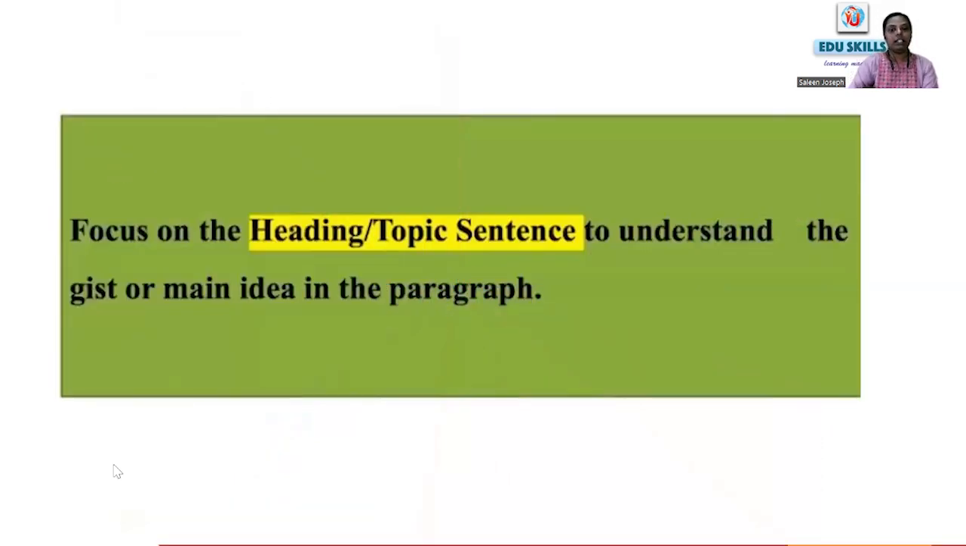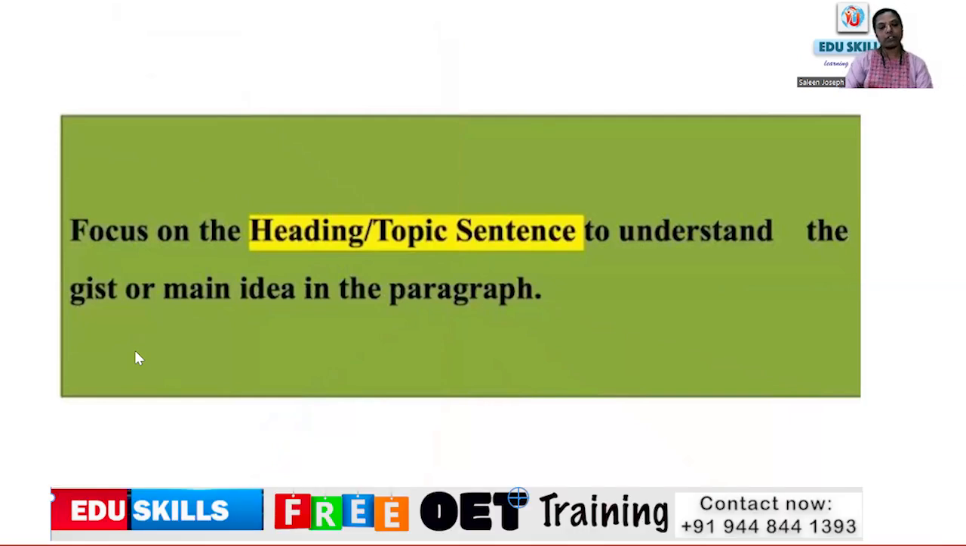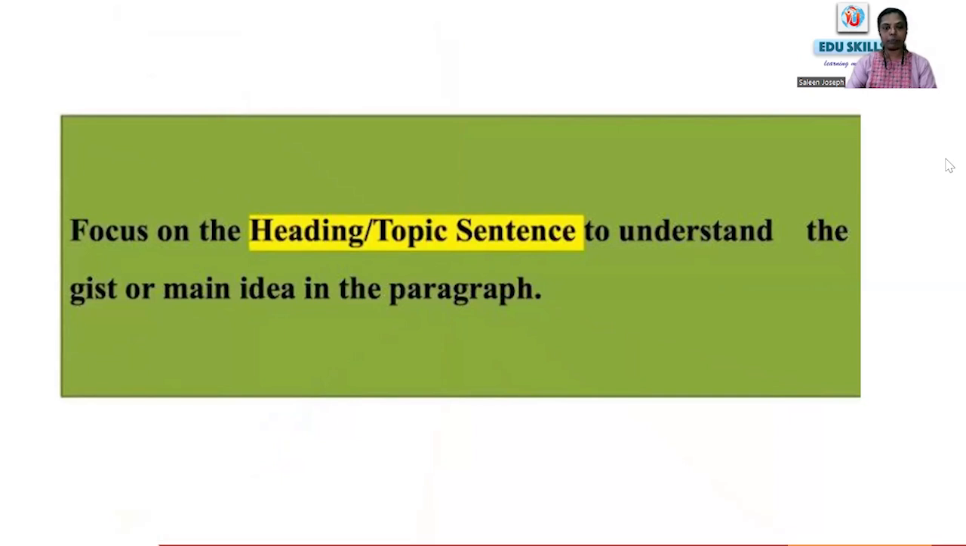Okay, then in reading part B, you have to focus on the heading or topic sentence to understand the gist or main idea of the paragraph. You will have a heading and the topic sentence of the text. You have to focus on that so that you get the topic, or the idea being discussed in that particular text. Okay.